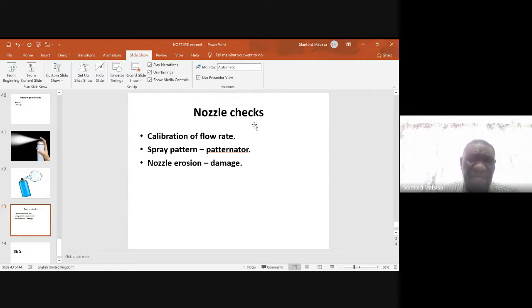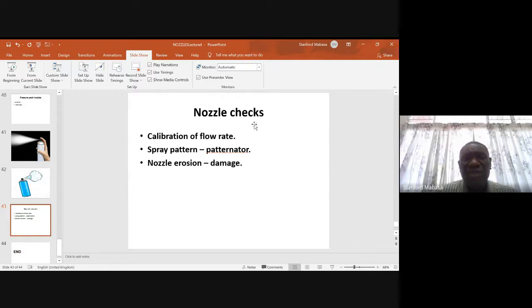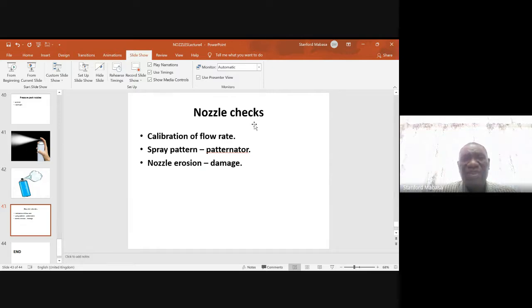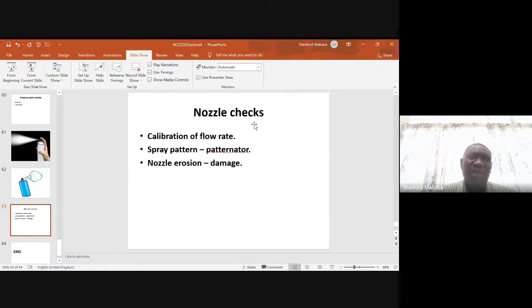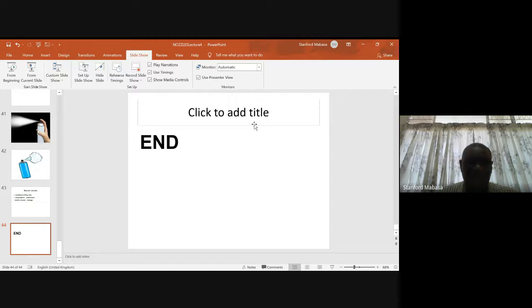Nozzles could be damaged, so you check for damages. Make sure your nozzles are spraying correctly so that you can apply your pesticides at the required dosages. So that's it on the nozzles.